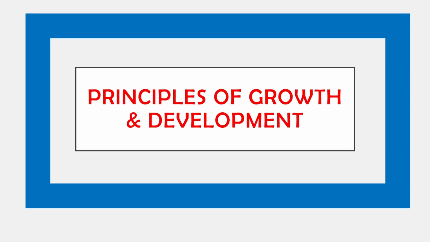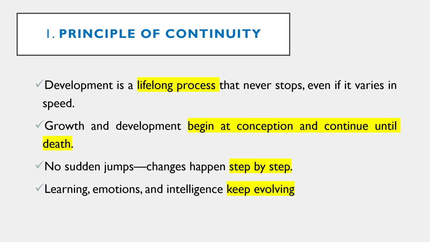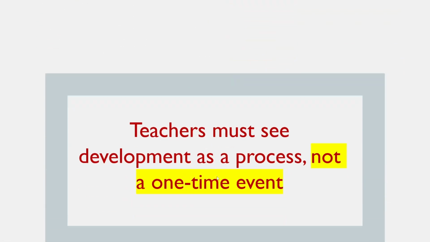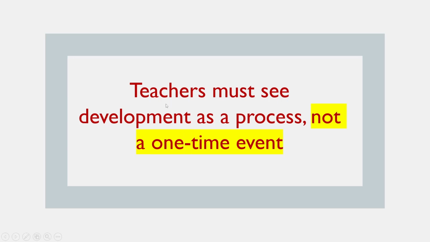So, the first principle is the principle of continuity. It means it is a lifelong process that never stops, even if it varies in speed. It begins at conception and continues until death. There are no sudden jumps or changes that happen. It is a step by step process. Learning, emotions, and intelligence keep evolving. Now, this is important: teachers must see development as a process, not a one time event or an achievement.